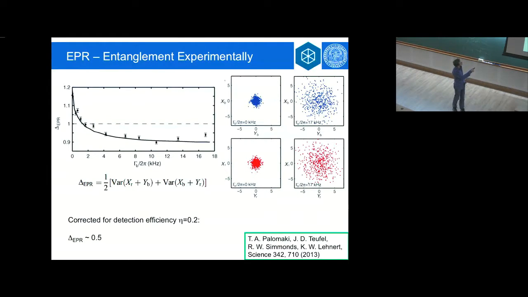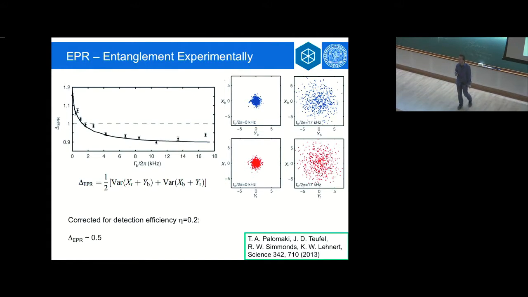And actually, this value of 0.9 here is partially limited because they cannot perfectly read out the signal they get. They have a detection efficiency of, I think, 0.2, and a small detection efficiency destroys the entanglement between the readout pulse and the driving pulse. Now, if they correct for this effect, they would conclude that the entanglement between the mirror and the first light pulse would actually be giving an EPR parameter.